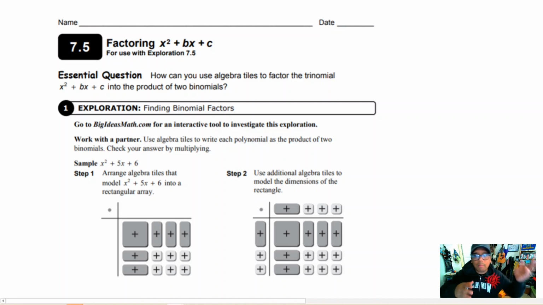All right, everyone, welcome over to another version of Algebra Journal. This time we're going to start looking at factoring.